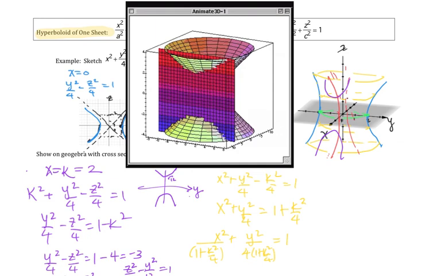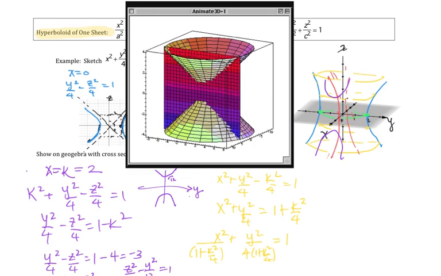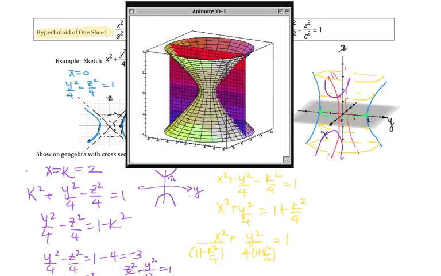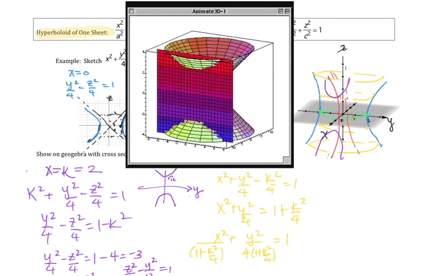But that's exactly what we saw in this animation from earlier. Notice I have the hyperbola opening front and back, I'm sorry, top and bottom. As this plane slides backwards, then we get the ones that open sideways. So the hyperbola is opening up and down, and now sideways. That's a hyperboloid of one sheet.